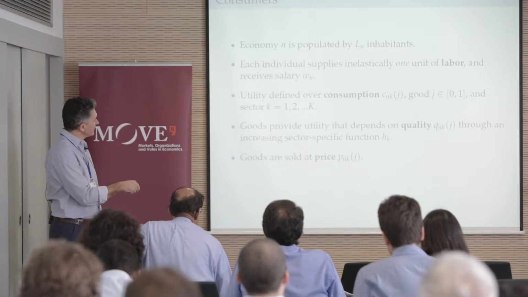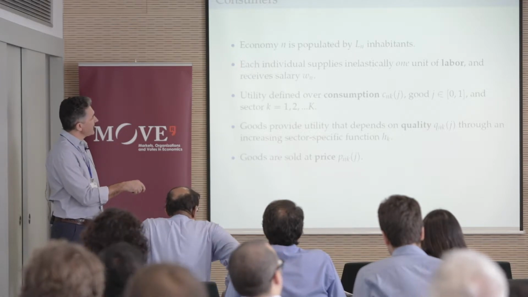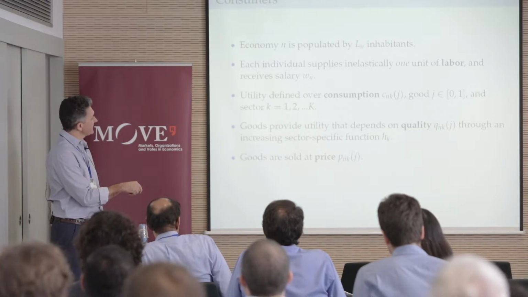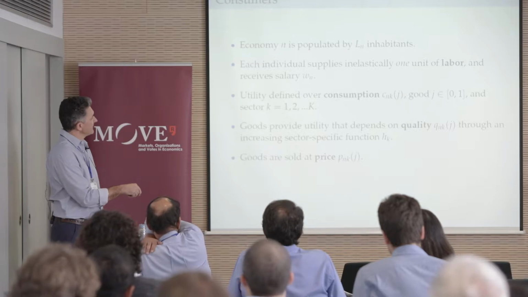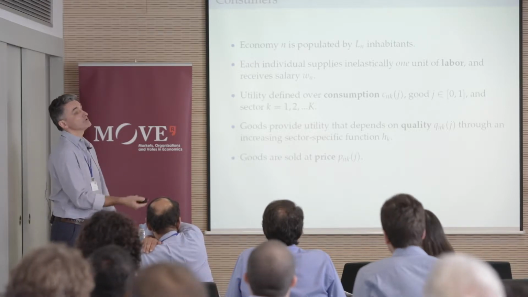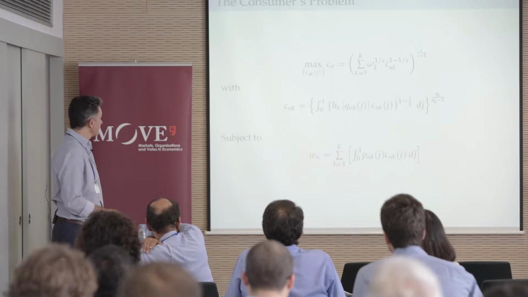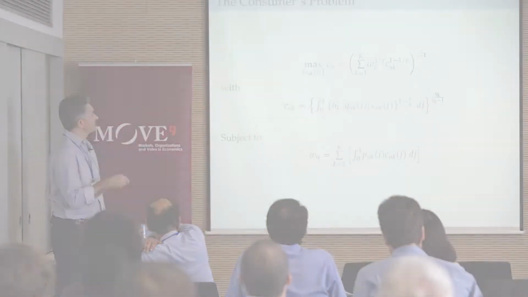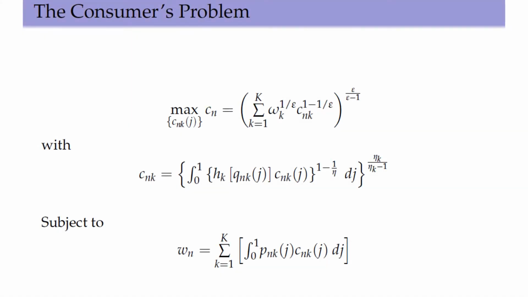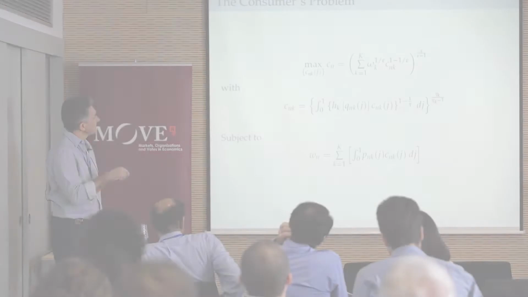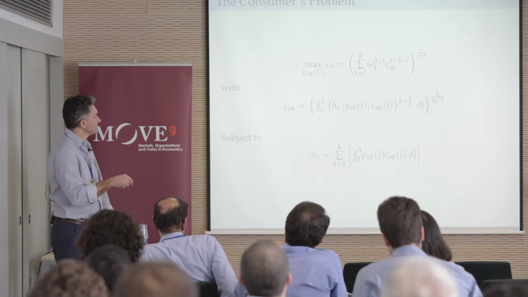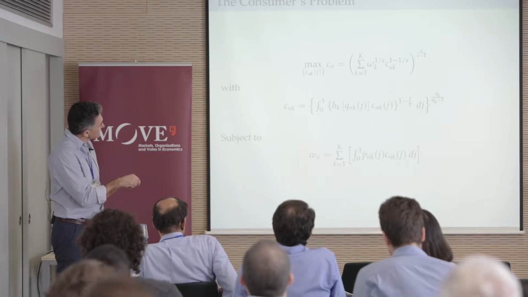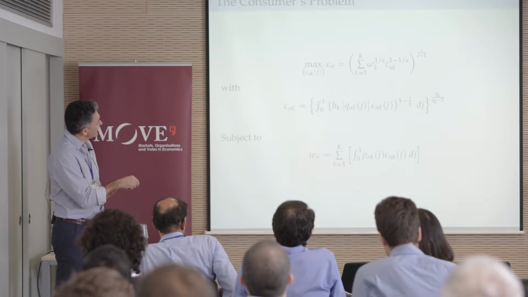And then the price of this product that has a quality content K is P. This is the price of product J that belongs to sector K and is produced by and is consumed in country N. Okay. The preferences are pretty standard. It's a CES utility function that weights different types of goods, consumption of different goods, and each good has a quality content.